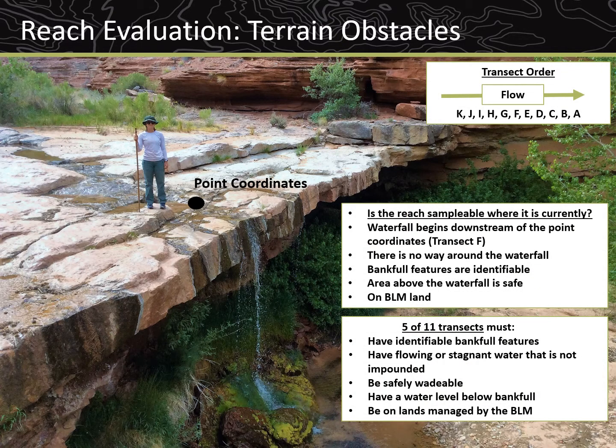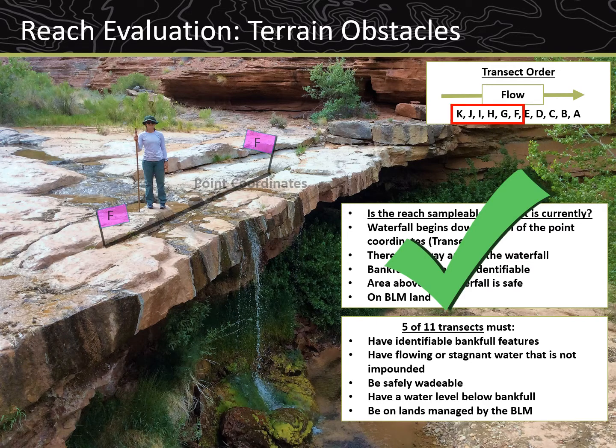This reach has a waterfall that begins downstream of the point coordinates. There is no way around the waterfall because of steep cliffs. There are identifiable bankful features. The area above the waterfall is safely wadable, and the point is on BLM land. Is the reach sampleable where it is now? Yes, it is. Since the point coordinates are where transect F is located, transects F through K, a total of 6 transects, are accessible and meet the 5 criteria.